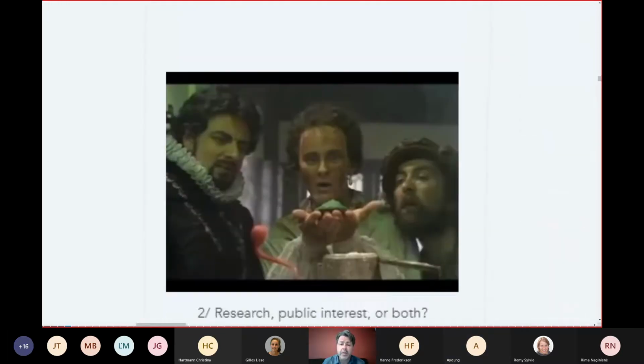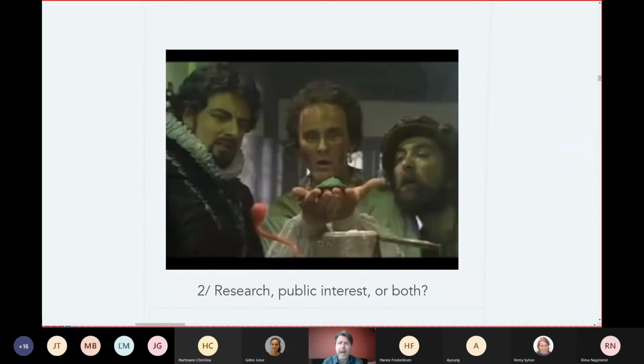After that, I will try to clarify a little bit the differences between research on the one hand and public interest on the other hand. Very often they are the same thing, but also very often they're not. So I'll try to clarify that, and that's not going to be very easy because there are different views, even within Europe, even within the European Commission, depending on who you talk to. Nonetheless, I will try to explain the difference.